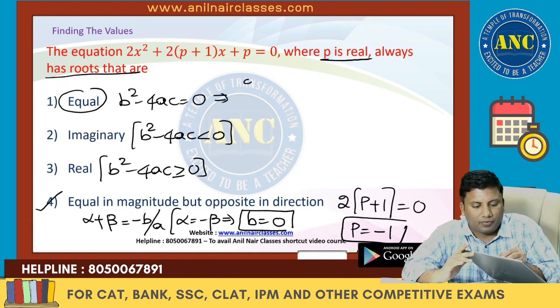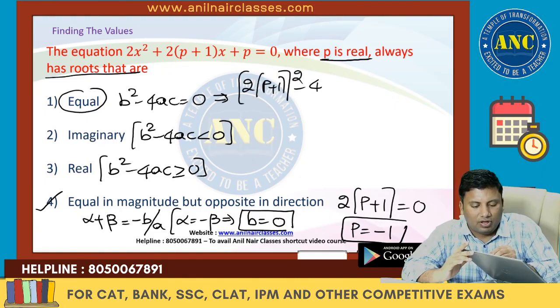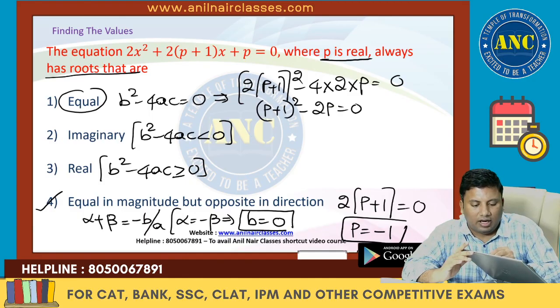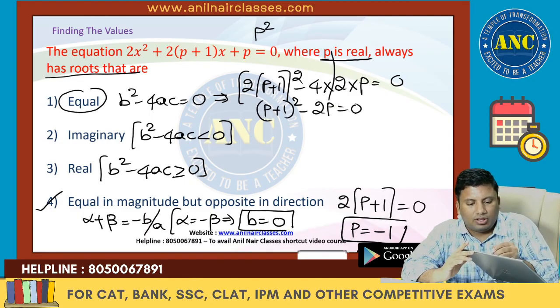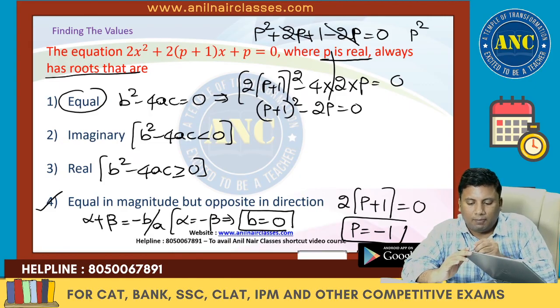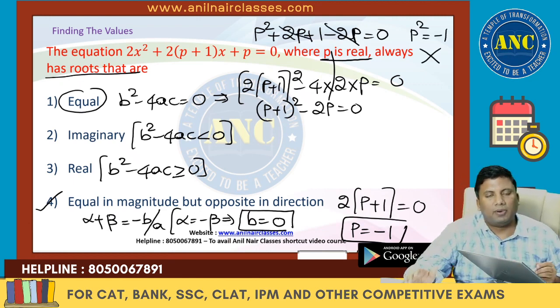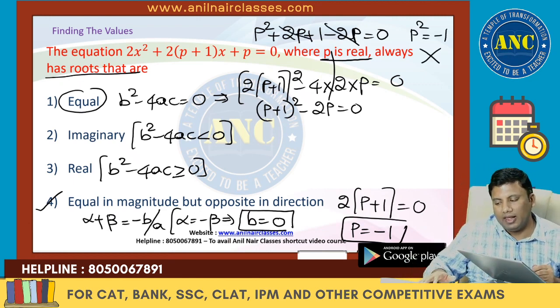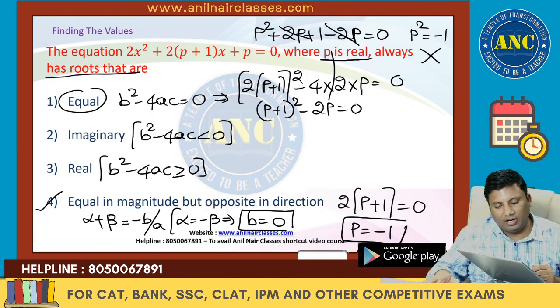First one: 2 into (p plus 1) whole square minus of 4 into 2 into p equivalent to 0. So it is nothing but (p plus 1) square minus 2p equivalent to 0. This is p square plus 2p plus 1 minus 2p equivalent to 0. So minus 2p cancels. P square equivalent to minus 1. P square can never be a negative number. No real value.